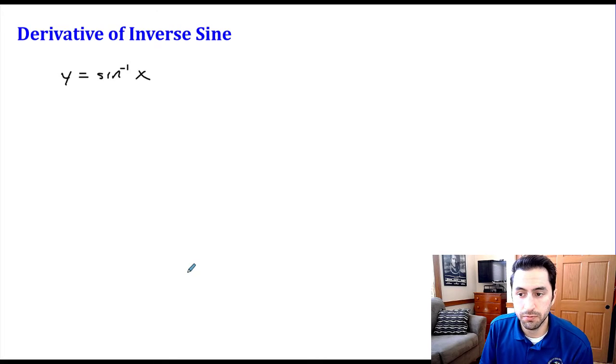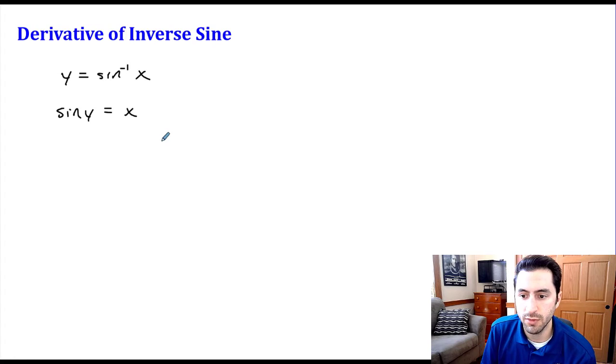If y is equal to the inverse sine of x, we also know that this is the same as the sine of y is equal to x. So switching it so we have a regular sine, now we can go through and find the derivative with implicit differentiation because we know what the derivative of sine is. So let's take the derivative with respect to x of both sides of the equation.